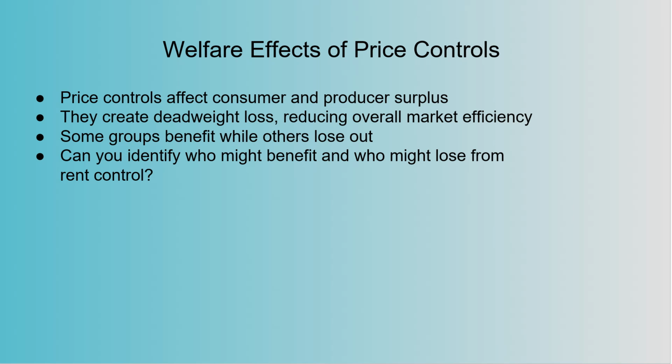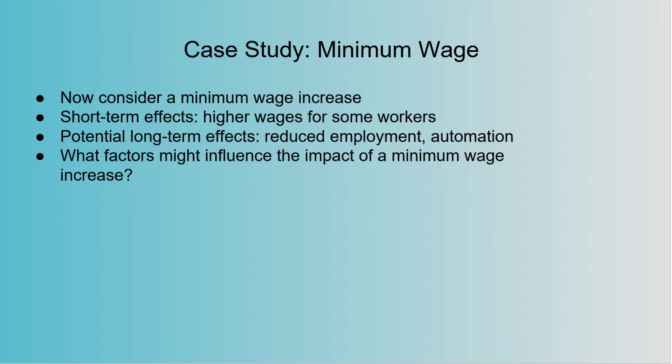Obviously, we can see that with rent control, there would be a decrease in the supply of these affordable homes and an increase in the demand for these affordable homes. If we look at minimum wage, our short-term effect looks pretty clear. There are higher wages for some workers who would ordinarily have been paid much less. The long-term effects are what we see today: reduced employment and massive shifts towards automation.